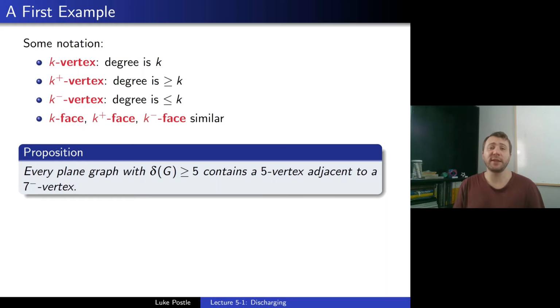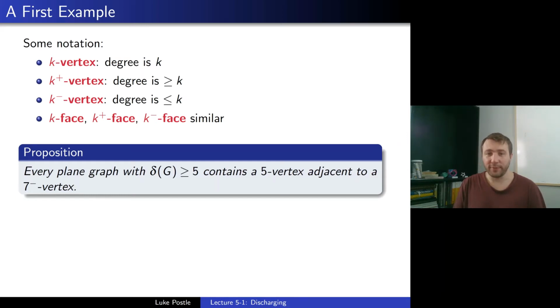So here's our first example. Here's a proposition we'd like to prove with discharging. Every plane graph with minimum degree, that's little delta of G, at least 5, contains a 5 vertex that's adjacent to a 7 minus vertex, so a vertex of degree at most 7. You know by Euler's formula that of course it would contain a 5 vertex, but actually you can show the stronger property that you can find a 5 vertex that's next to some relatively small vertices. You can prove other variants of this, but let's prove this one using discharging.